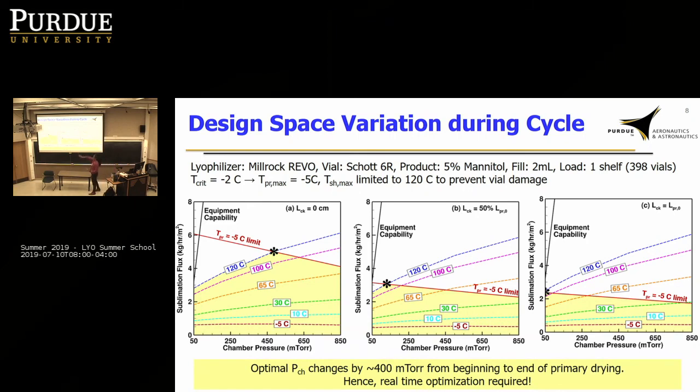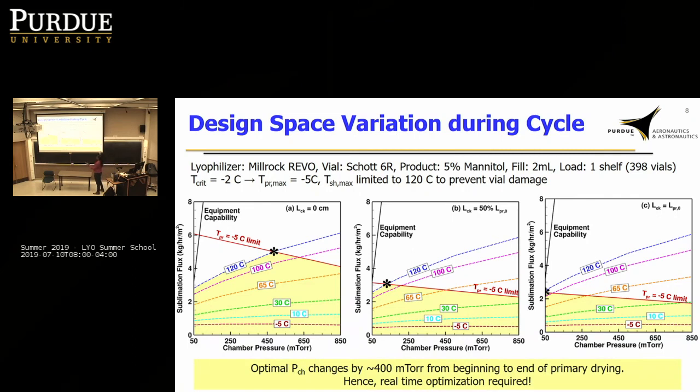So in the tool, you don't have to set it at 120. You can set it at any value that you want. You can set it at 60. You can set it at 30. It all works fine. So you want to operate at the point where the sublimation flux is the maximum, because that will ensure that your drying time is the shortest.